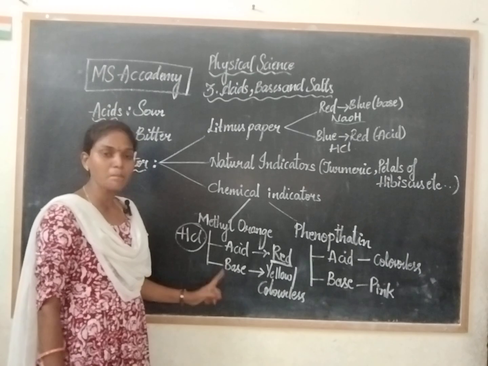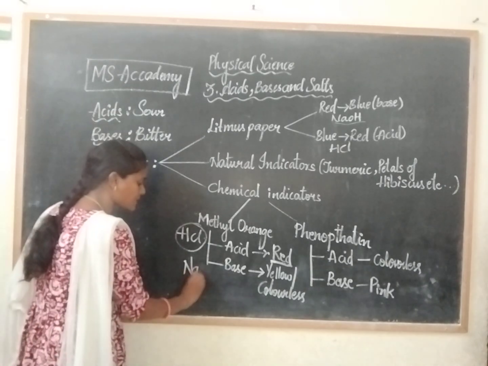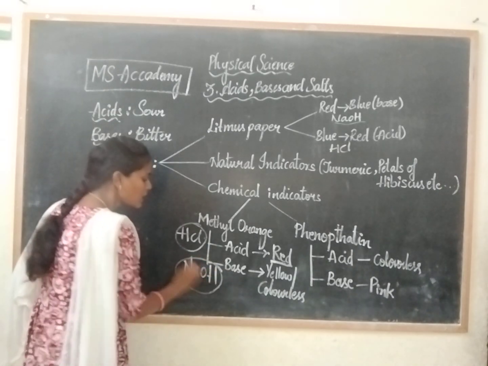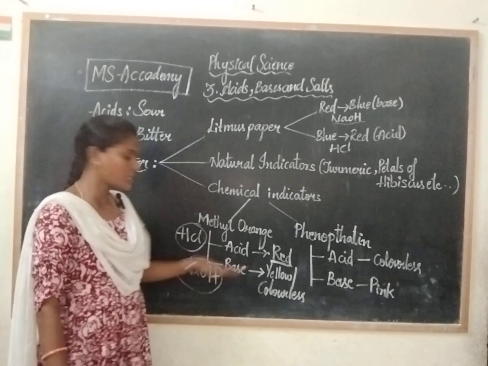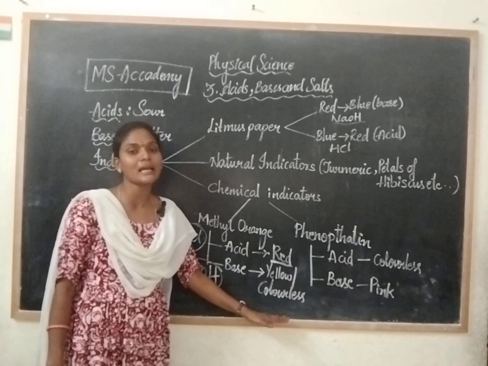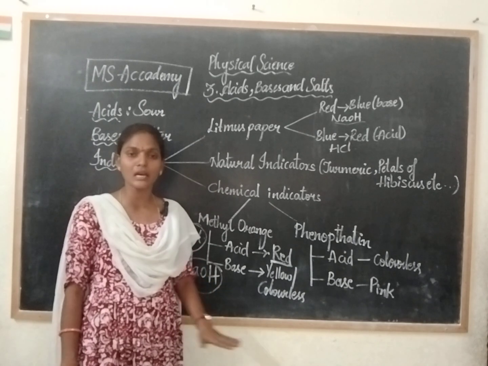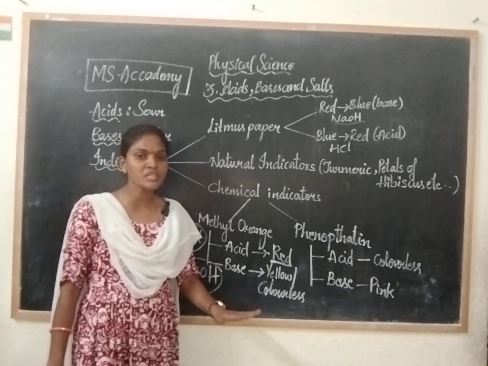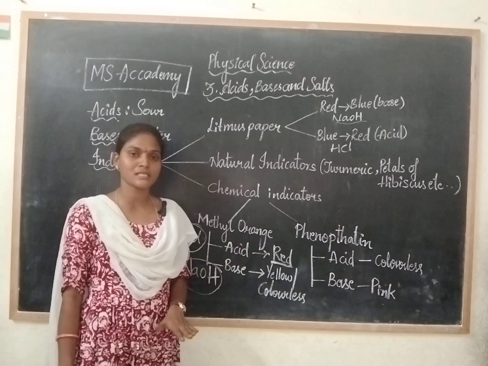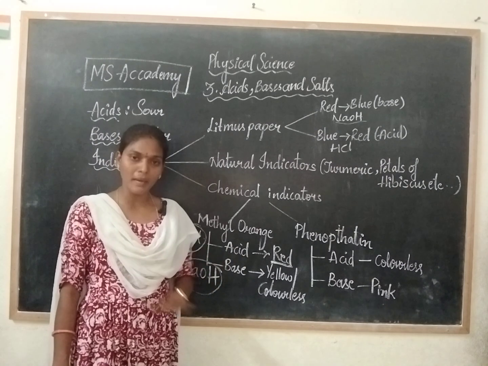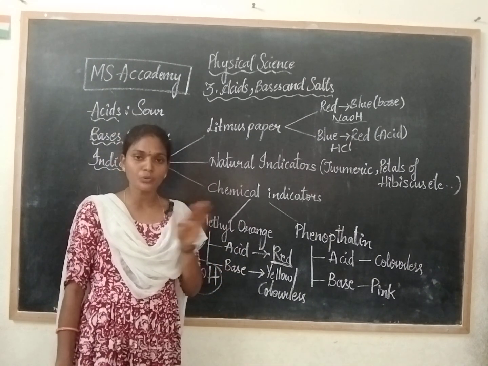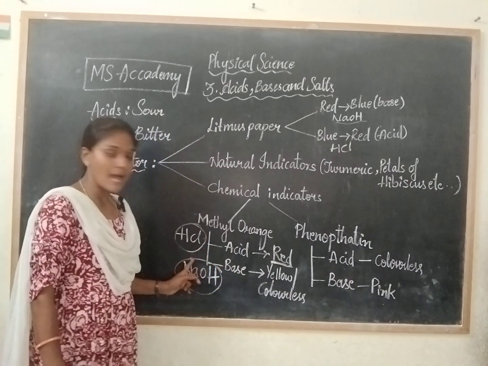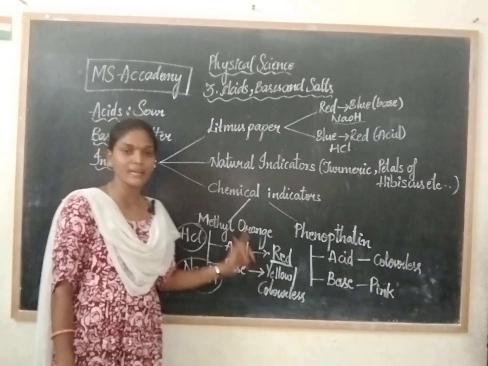If I take a base, now I am taking NaOH as a base, and add methyl orange, it gives yellow color. Sometimes it will be colorless. There will be no change in the chemical. If there is no change when we add methyl orange to that substance, then that is a base. If we add methyl orange to the chemical and it changes to red color, then it is an acid. That is the use of methyl orange.